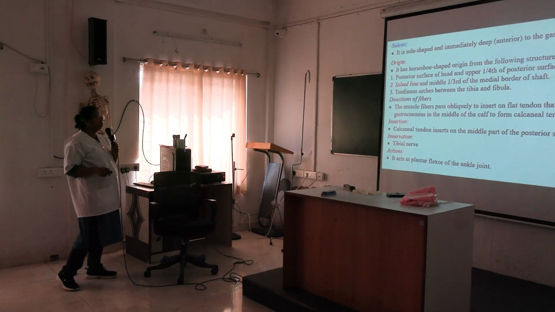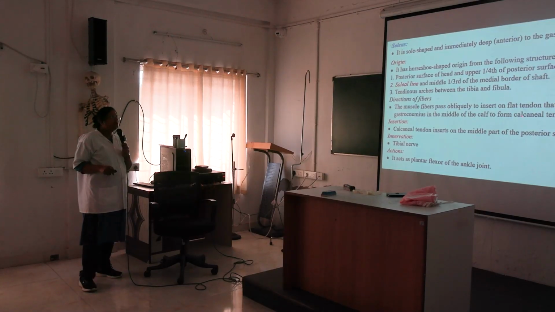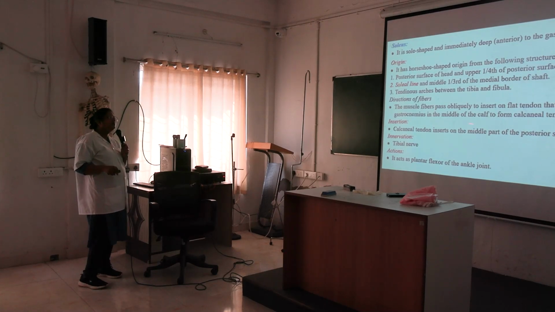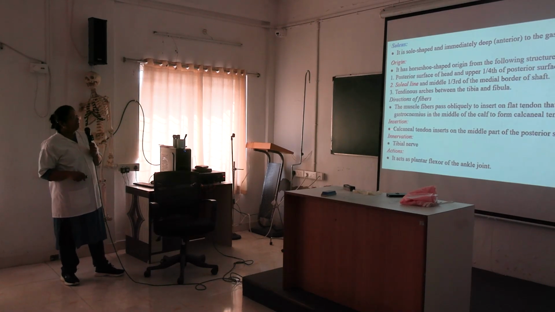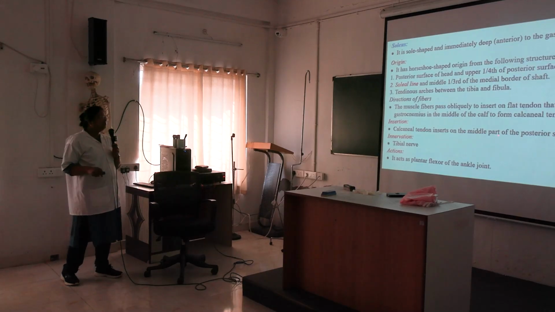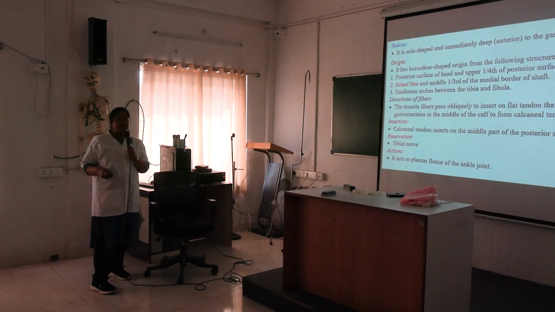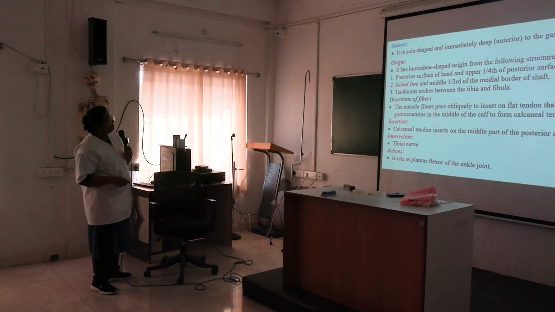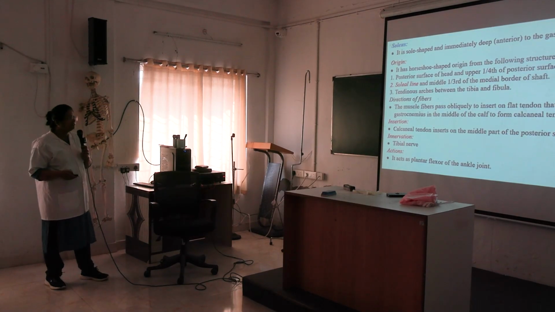And what is the direction of fibers? The muscle fibers pass obliquely to insert on a flat tendon, and that joins with the tendon of gastrocnemius in the middle of the calf to form the calcaneal tendon. Insertion: the calcaneal tendon inserts on the middle part of the posterior surface of the calcaneum along with the gastrocnemius. Innervation is by the tibial nerve. It acts as plantar flexor of the ankle joint, same as gastrocnemius.